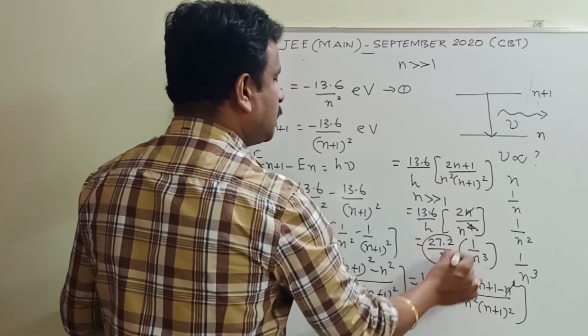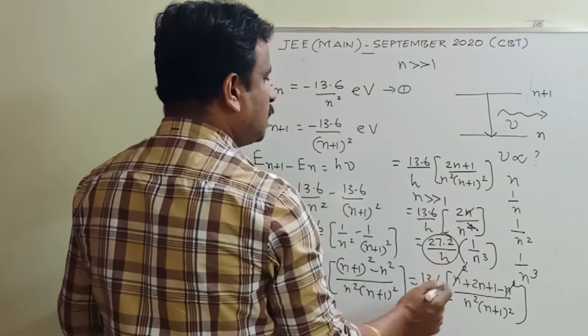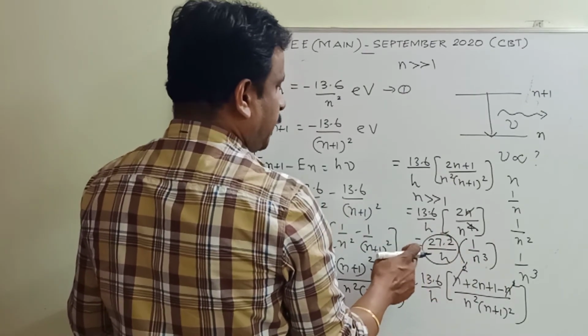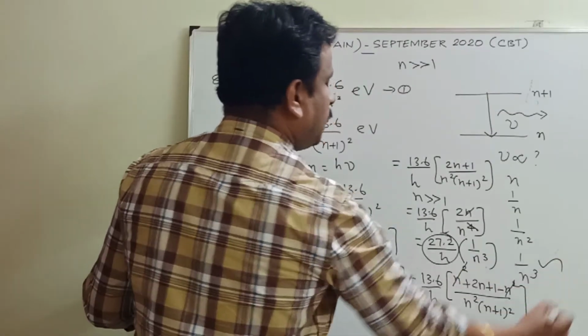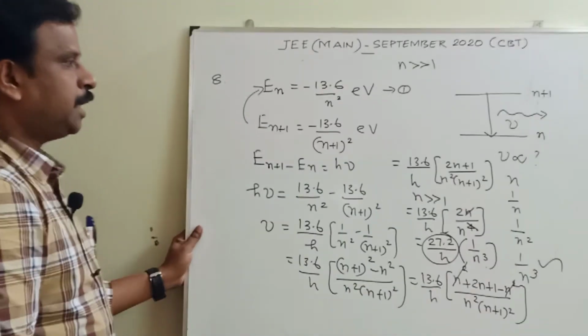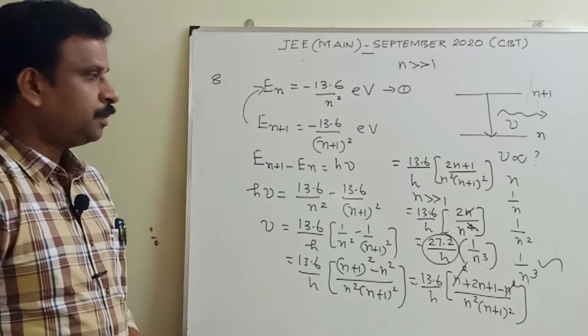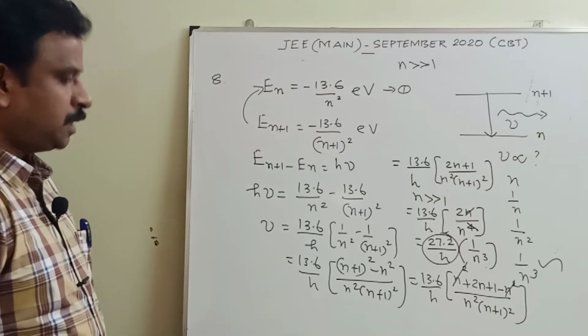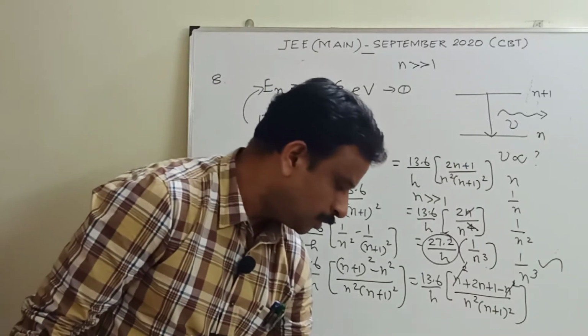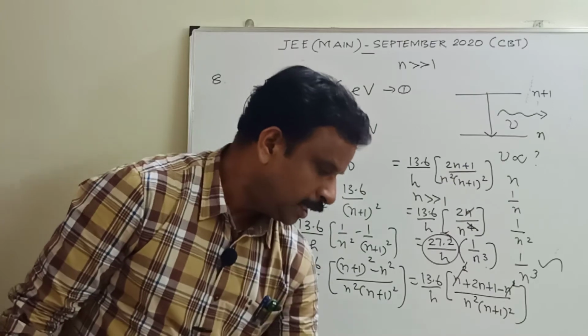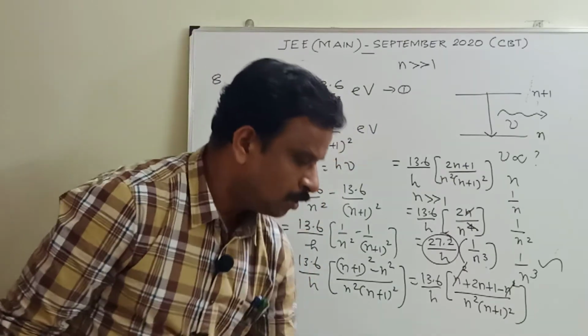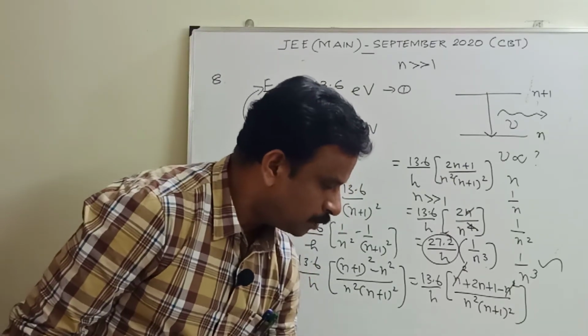So this is a constant. Therefore our frequency is directly proportional to 1 by n cube. So option 4 is the correct answer. Okay. Option 4 is the correct answer. The frequency of the emitted photon is directly proportional to 1 by n cube, or inversely proportional to n cube, is the correct solution for this problem.